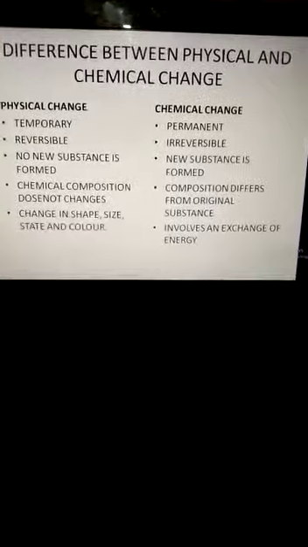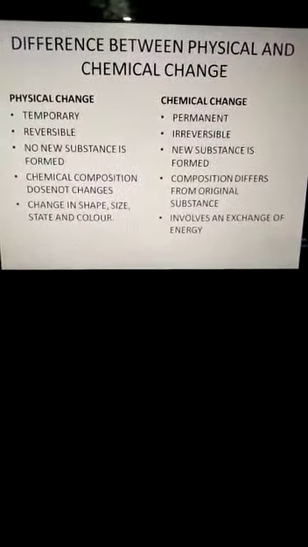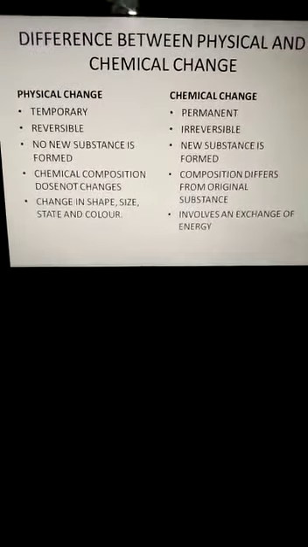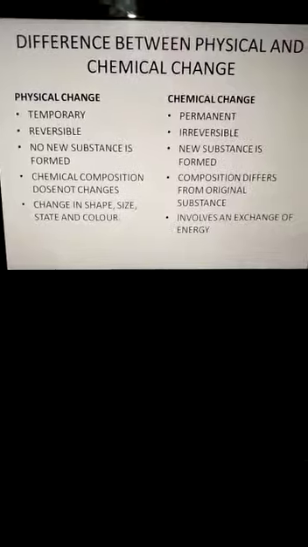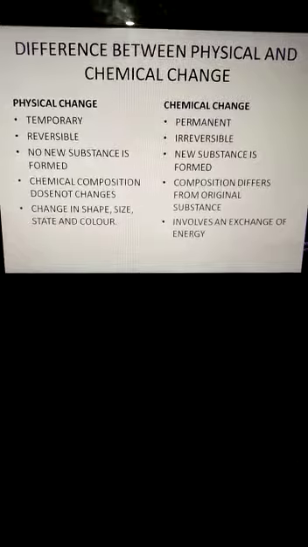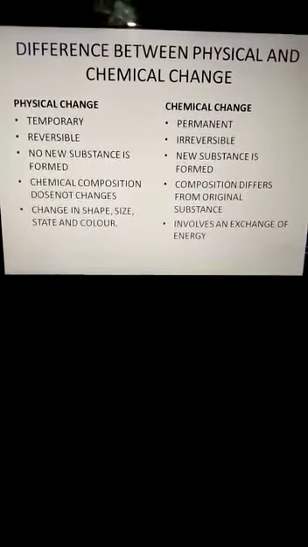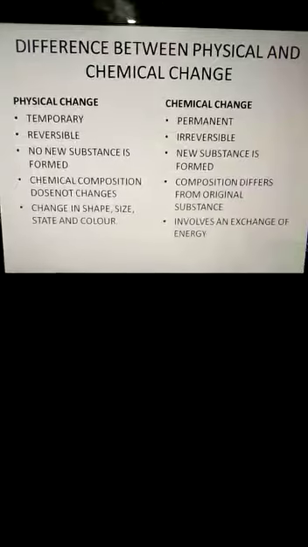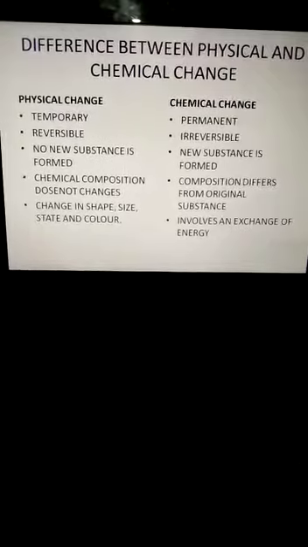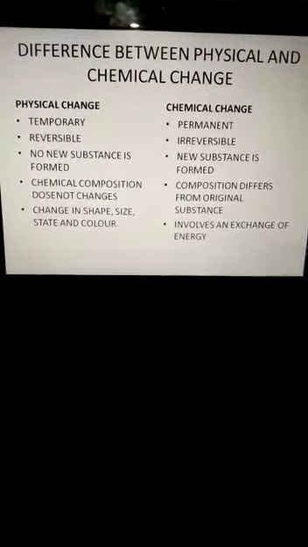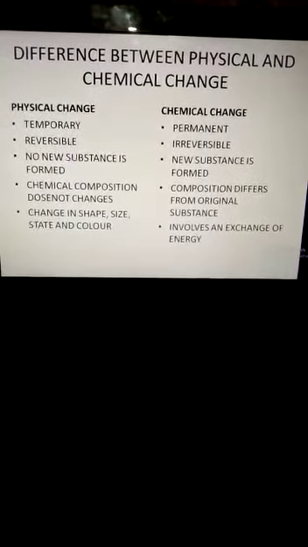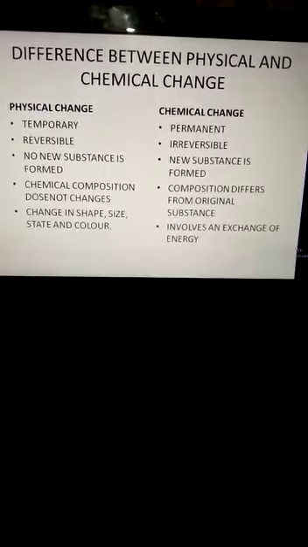Now we will understand the difference between physical and chemical change. Physical change is temporary, chemical change is permanent. Physical change is reversible, chemical change is irreversible. During a physical change, no new substance is formed. During a chemical change, a new substance is formed. The chemical composition does not change for the substance which undergoes a physical change, but the composition differs from the original when a substance undergoes chemical change.